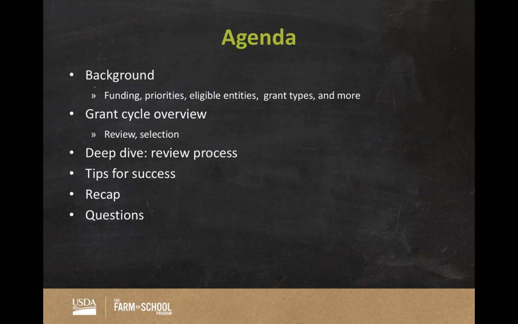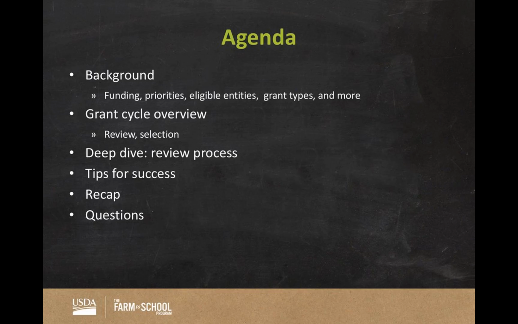So today's agenda, we're going to go through a little bit of the background on the Farm to School program, kind of talk a little bit about funding, priorities, eligible entities for the grant program, as well as the grant types. So basically this is going to be a little bit of a refresher from yesterday's presentation. And then we'll hop into an overview of the grant cycle.